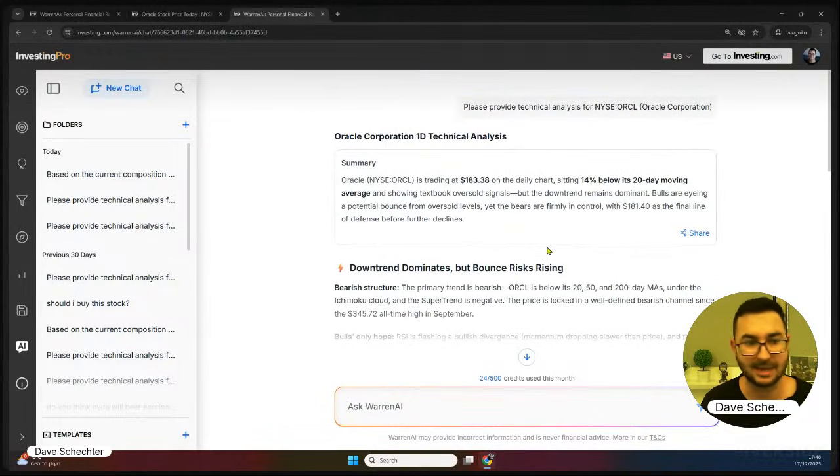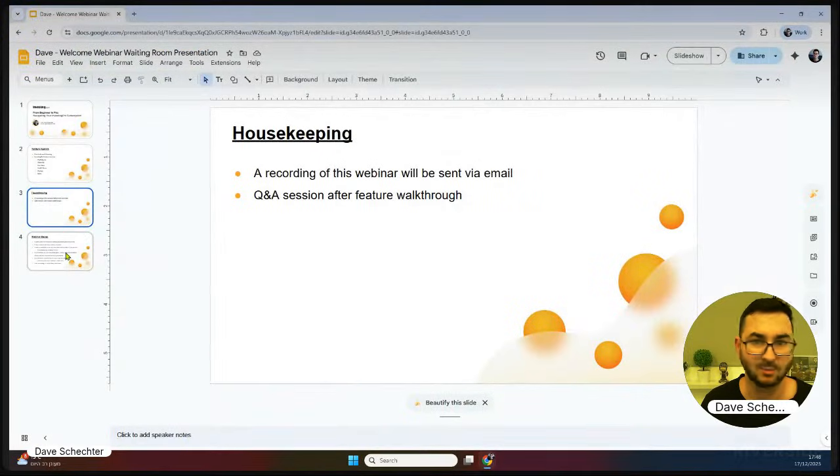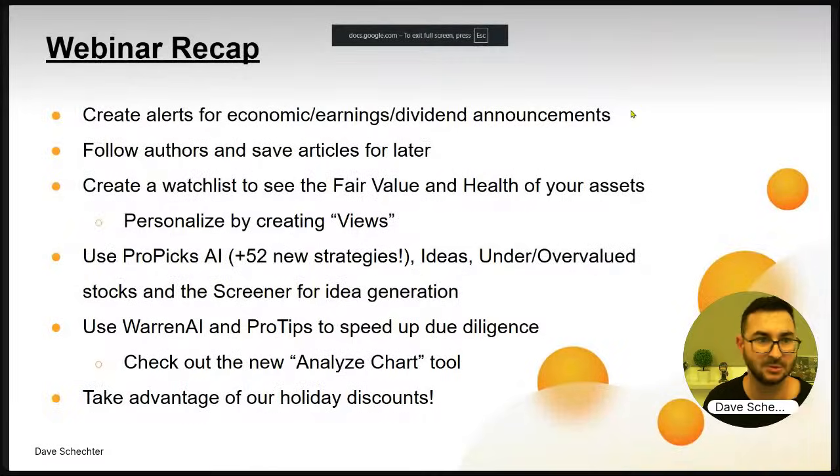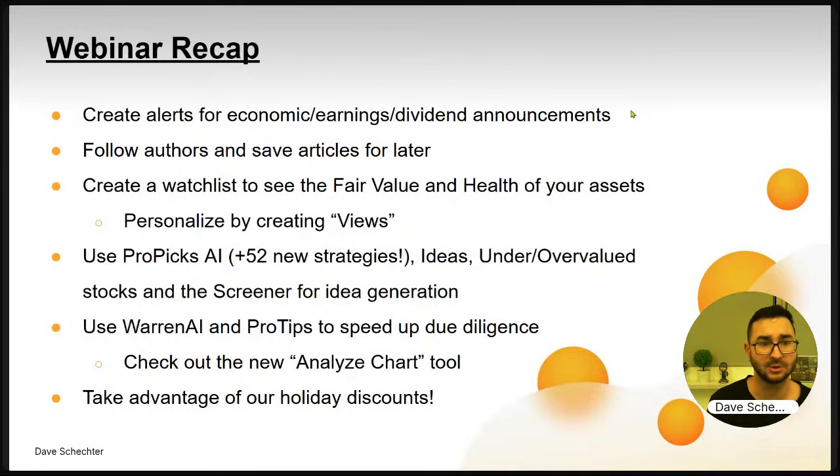So with that, it ends our webinar for today. What I would like to do is a quick recap of all the things that we reviewed today. Do create alerts for economic, earnings and dividend announcements. Do follow authors and save articles for later. Create a watch list to see fair value and the health of your assets, and personalize those watch lists by creating views, as we showed you with the dividend lens view that we created, which was then ported over to the screener, ProPicks AI, and also the ideas tab.